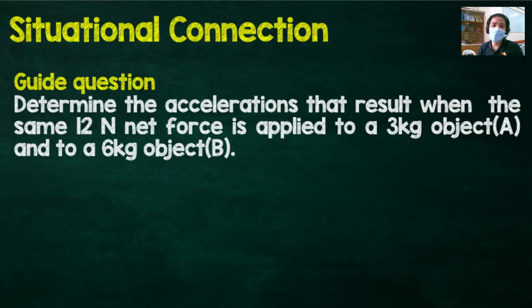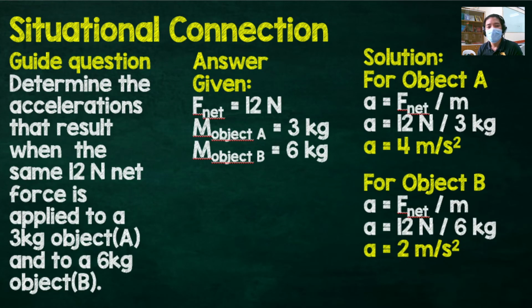Let's try to solve a real-life problem regarding the law of acceleration. Determine the accelerations that result when the same 12 Newton net force is applied to a 3 kilogram object and to another 6 kilogram object. Our answer?